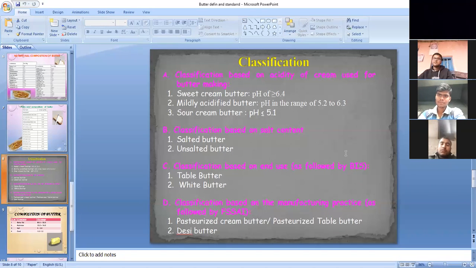Suppose first of all we classify the butter on the basis of cream used for butter making. We have number one, sweet cream butter. Sweet cream butter is completely different from sour cream butter. When we measure the acidity of sweet cream butter, the pH of that butter is more than or equal to 6.4. Whereas in case of sour cream butter, the pH is generally equal to or less than 5.1. So the shelf life of sour cream butter is relatively less in comparison to sweet cream butter.